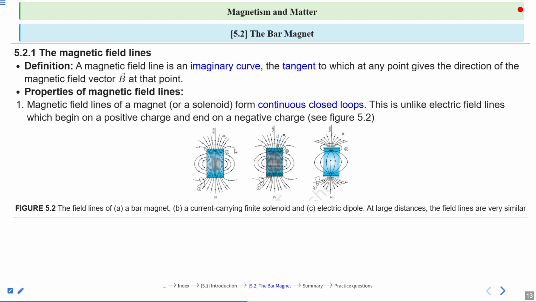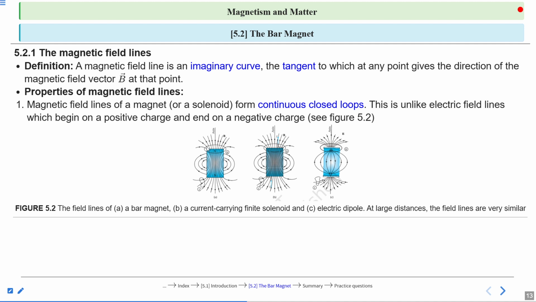Figure 5.2, the field lines of a bar magnet. This A part is for a bar magnet. This B part is for a current carrying finite solenoid. And this C part is for an electric dipole. At large distances, the field lines are very similar. Now, for a bar magnet, you can see that outside the bar magnet, magnetic field lines are from north to south.